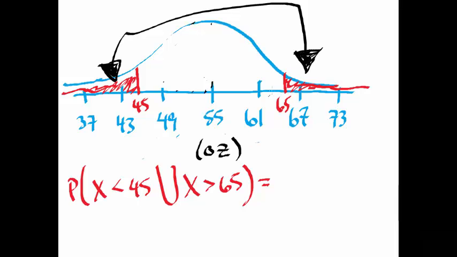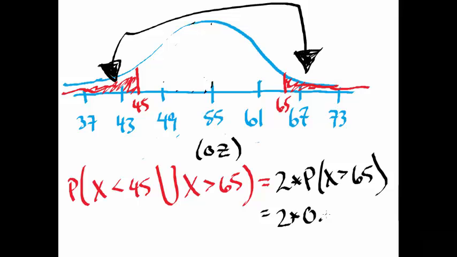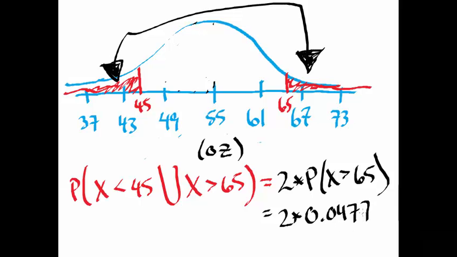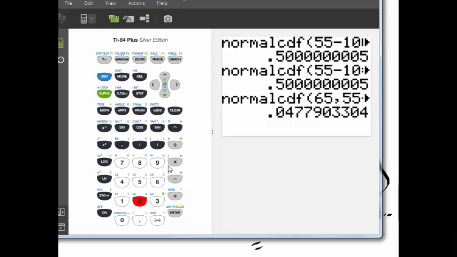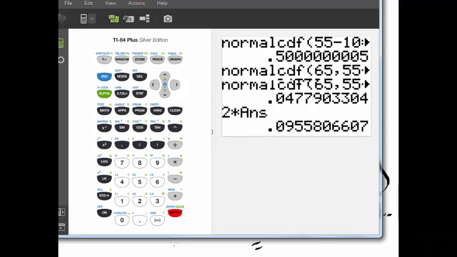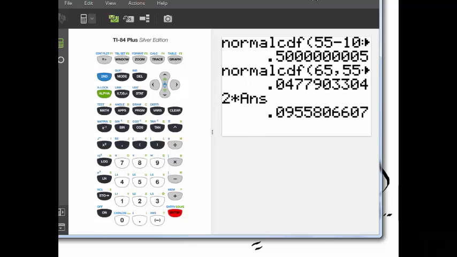Now look at the picture. The picture tells you exactly how to do this. I know that the two areas are the same by symmetry. Can't we just say it's 2 times the chance that x is greater than 65? Sure, and I already know that answer. So it's 2 times 0.04779. Pull out my calculator, take 2 times the answer. It's about 9.5, 9.6% or so.